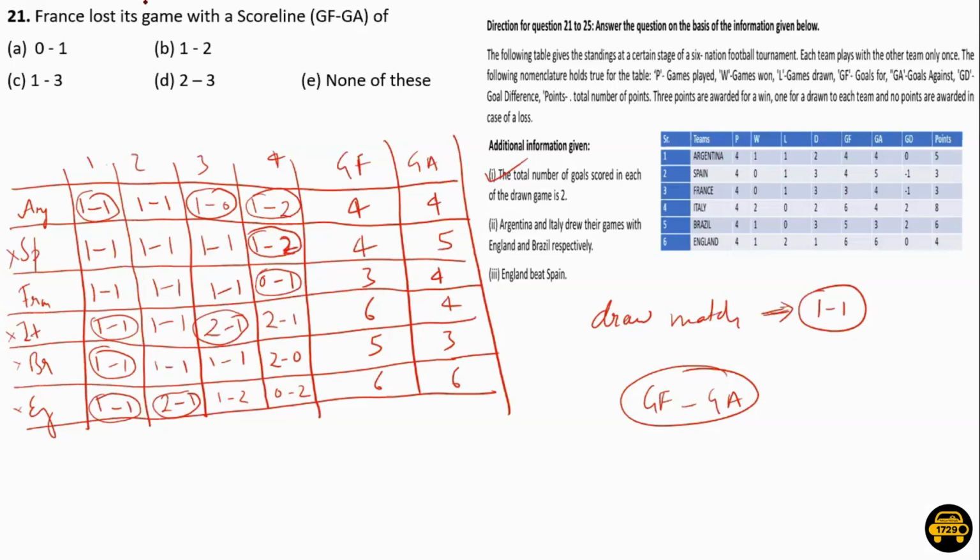So let's have a look at the questions. France lost its game with the scoreline, so we already know it, 0-1. So the answer to this question is 0-1.